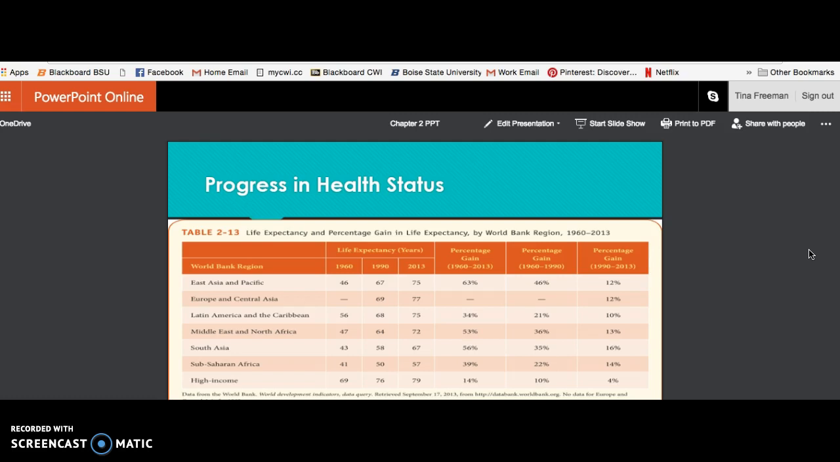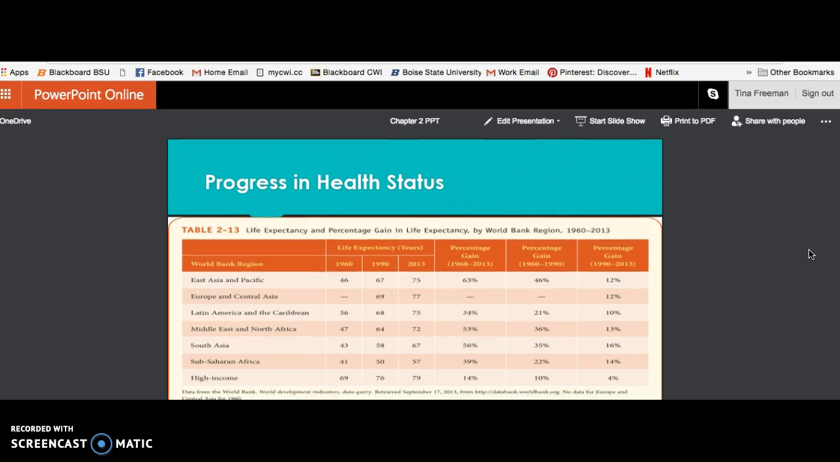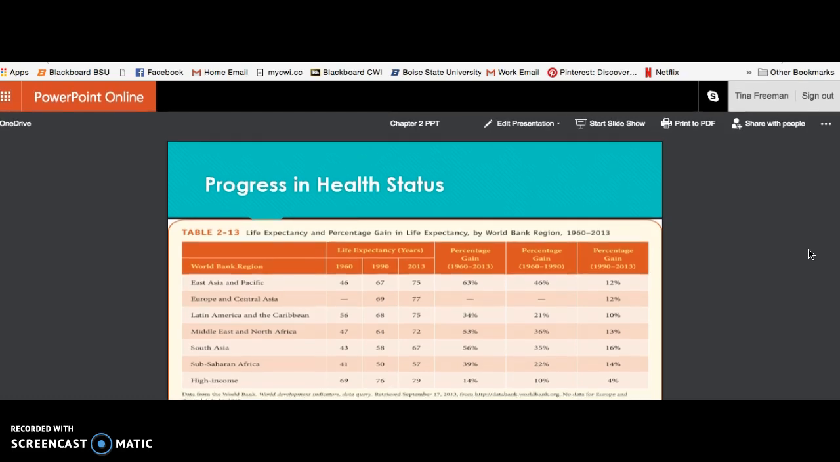Finally, in closing, I went ahead and included the table on life expectancy and the percentage gain in life expectancy that was posted for numbers 1960 through 2013. I find it really interesting. I'm not normally a numbers person, but when you look at some of these changes, for instance, East Asia and Pacific had a life expectancy of 46 in 1960, and now they're up to 75. I don't know about you guys, but I am well over 46, and reading some of these is just astounding to me to see the increases in life expectancy.